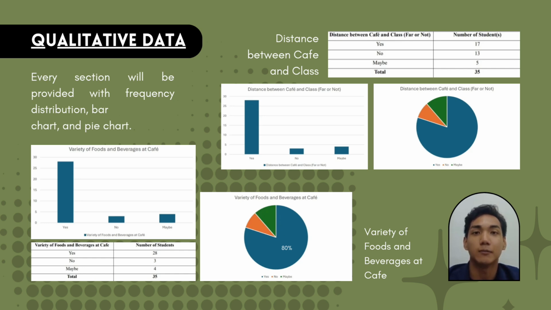When it comes to the variety of foods and beverages at the cafe, 28 students, equal to 80%, say yes, the cafe does offer a variety of foods and beverages. Meanwhile, 3 students say no, equal to 8.6%. And the remaining 4 students say maybe, as they do not know whether the cafe offers a variety of foods and beverages or not.